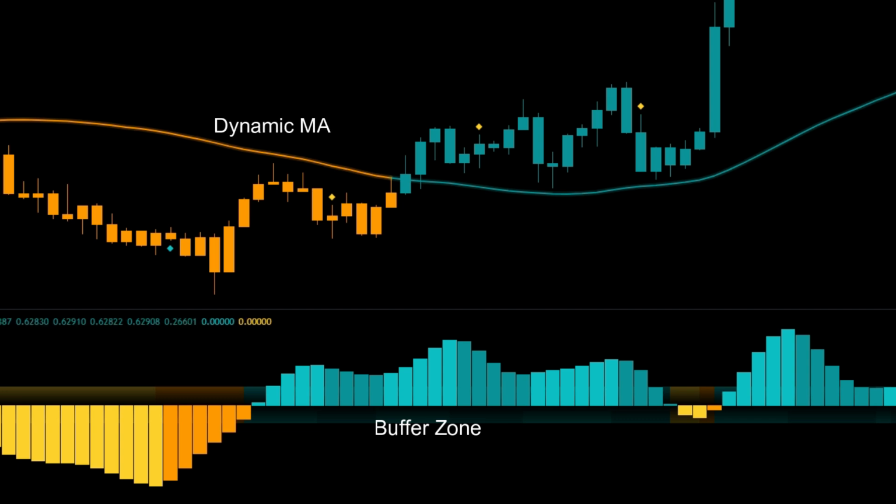Lastly, this dynamic moving average turns yellow when there is a bearish trend, and it changes into sea green when there is a bullish trend.